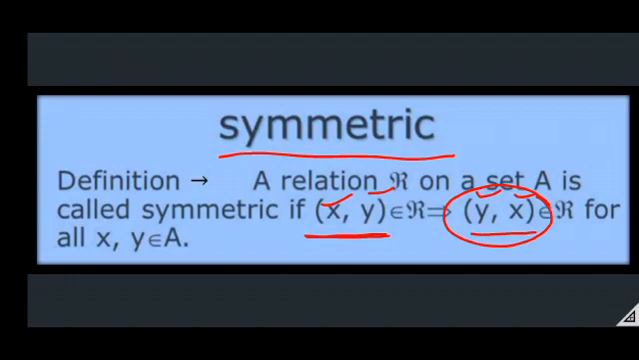Then the relation is transitive. Now let us see what the transitive relation is. Transitive relation, just pay attention.